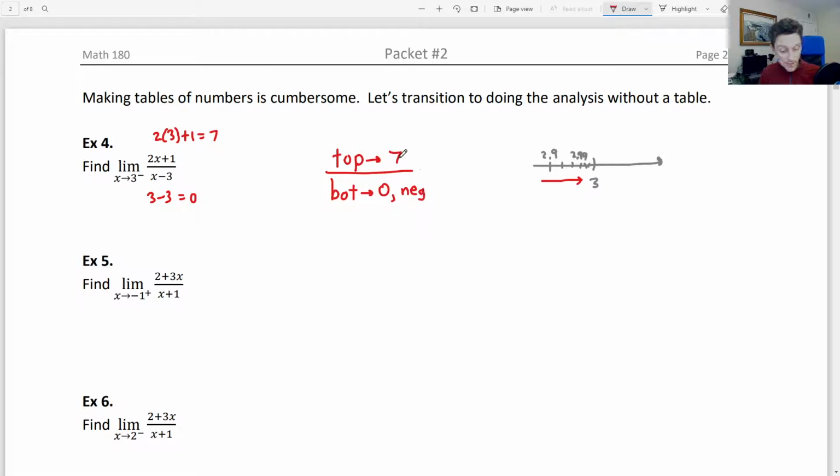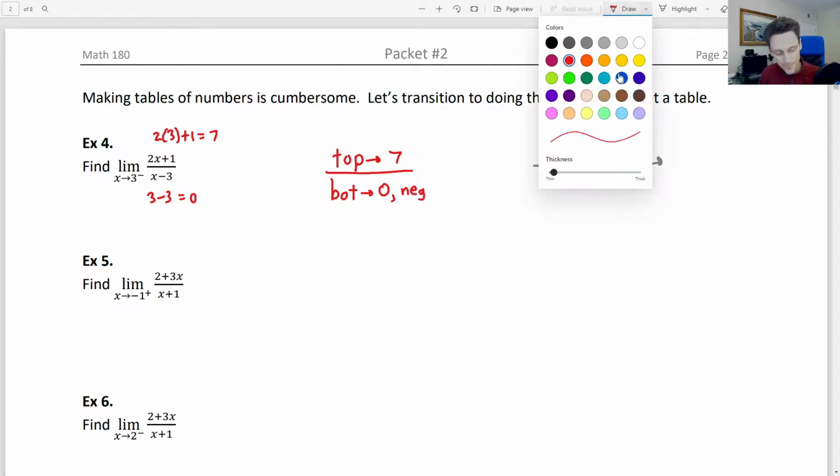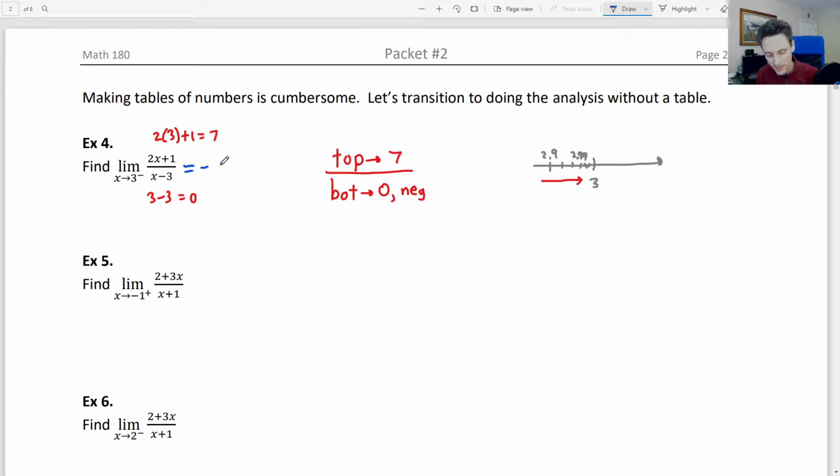So now the top is approaching positive 7, the bottom is approaching 0, but it's negative the whole way. So what is the sign of these numbers going to be? If you said negative, that would be correct. And then what are these approaching altogether? That's right, negative infinity. Because the bottom's shrinking down to 0, and that causes these fractions to become bigger and bigger. The smaller the denominator, the bigger the overall fraction.